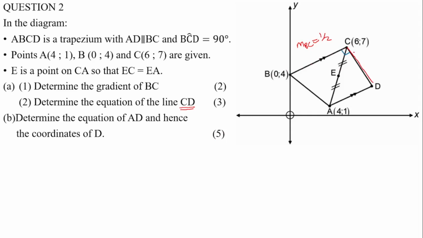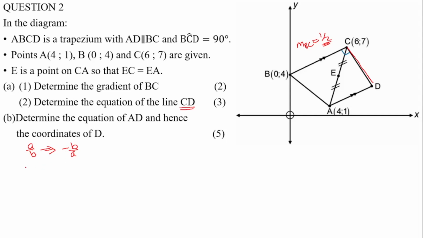So what will be the gradient of CD? It should be the negative reciprocal of 1 over 2. Remember how to find the negative reciprocal? Let's say we have A over B like this. The negative reciprocal becomes negative B over A. Okay, you just change the sign. If it's negative, it becomes positive. If it's positive, it becomes negative. Then the numerator becomes the denominator and the denominator becomes the numerator.